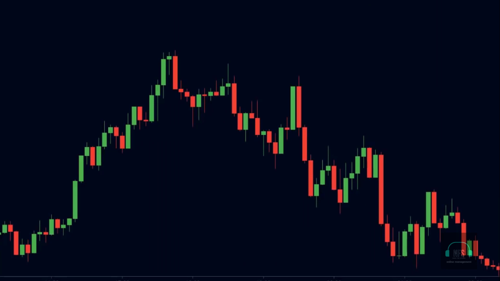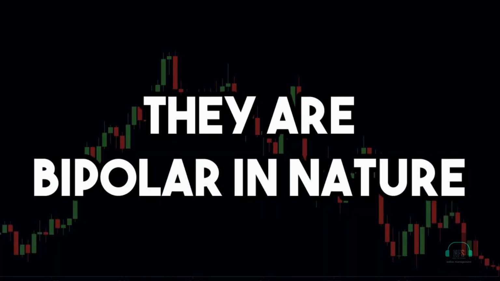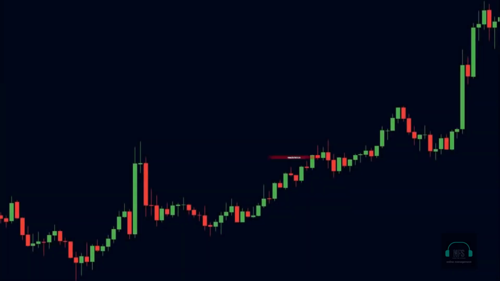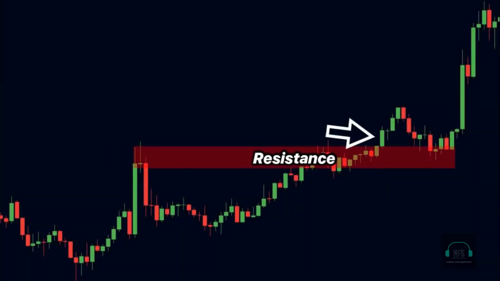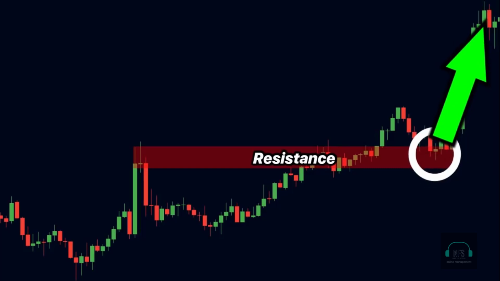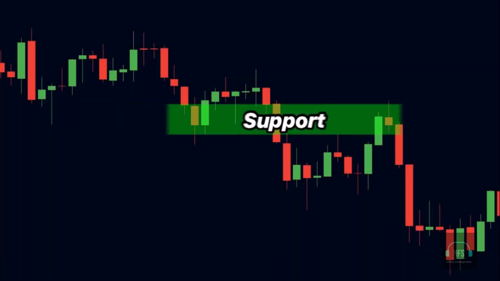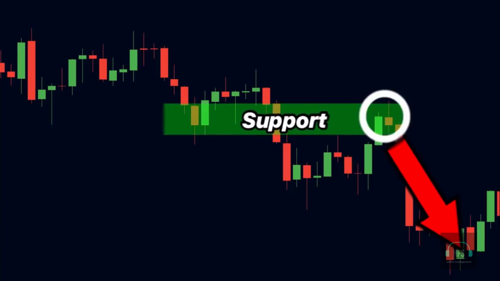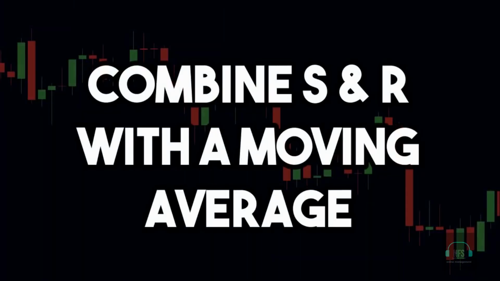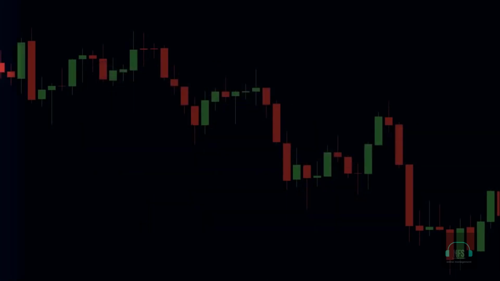Now, an important characteristic of support and resistance levels is that they are bipolar in nature. This means that whenever the price breaks a resistance level, it becomes a support. Inversely, when the price breaks a support level, it turns into a resistance level. We can combine this characteristic with a moving average to find the best trading opportunities.